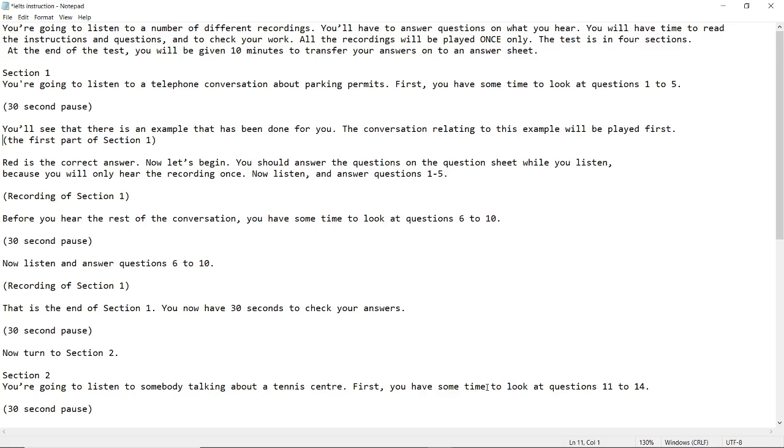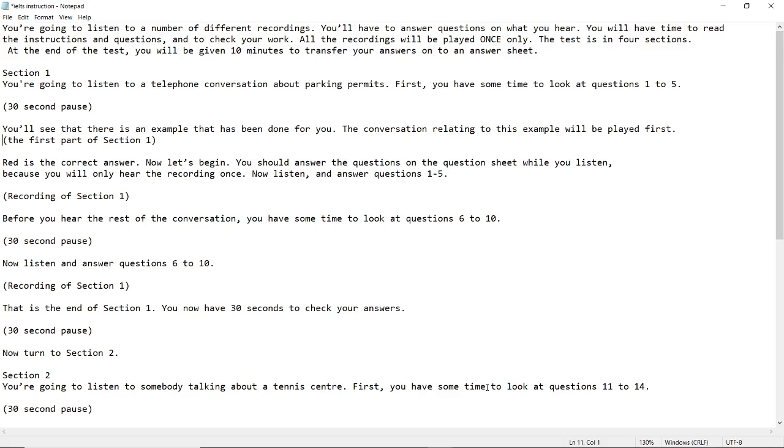You should answer the questions on the question sheet while you listen because you will only hear the recording once. Now listen and answer questions 1 to 5. Now recording of section 1 plays. Before you hear the rest of the conversation, you have some time to look at the questions 6 to 10. Okay. So now 30-second pause would be given. After the pause, now listen and answer questions 6 to 10. You'll answer the questions. Then the recording of section 1 plays.